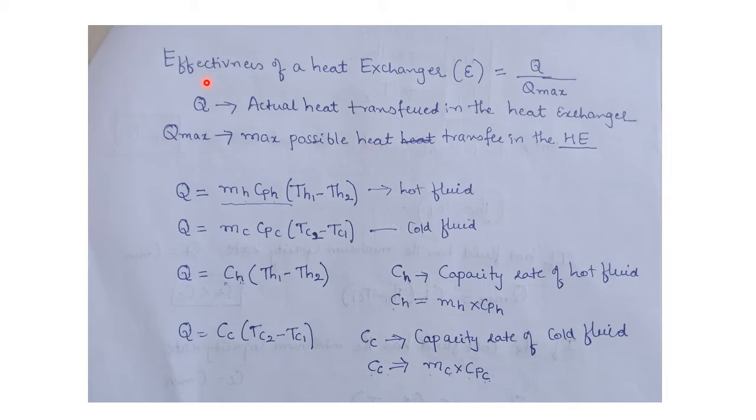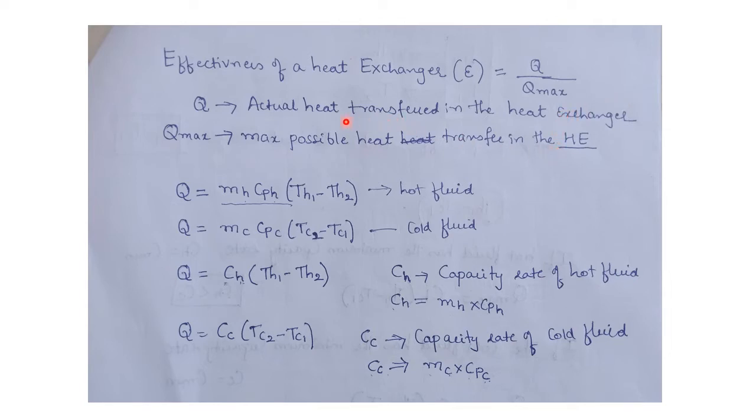First we will define the effectiveness of the heat exchanger, which is denoted by the symbol epsilon. This effectiveness of the heat exchanger is given by the formula Q divided by Q maximum, where Q indicates the actual heat transfer in the heat exchanger and Q maximum indicates the maximum possible heat transfer in the heat exchanger.